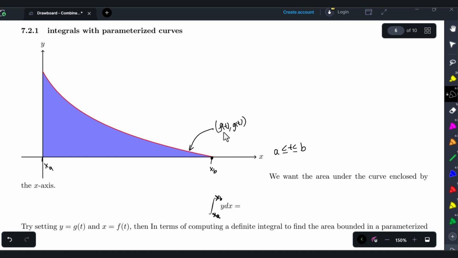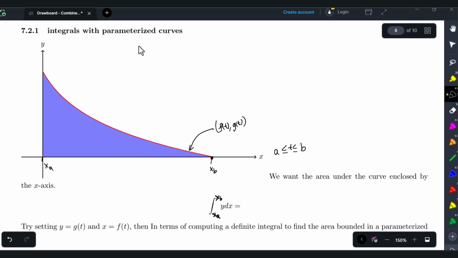Now suppose our parameterized curve bounds a region above the x-axis, and we want to find the area of that region with a definite start point and a definite end point according to the x values. In particular, we don't want our curve to intersect with itself, loop back onto itself.